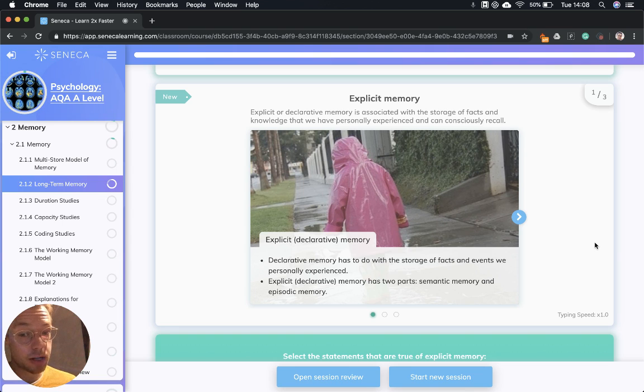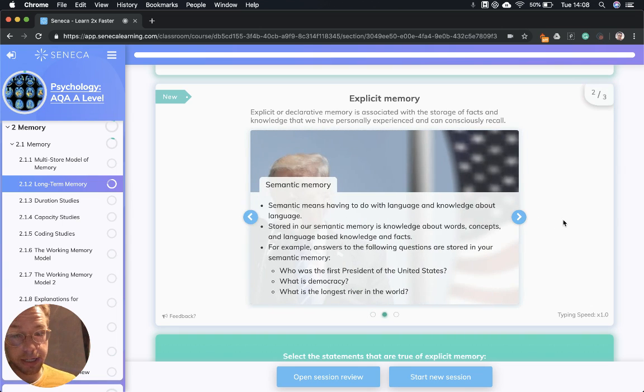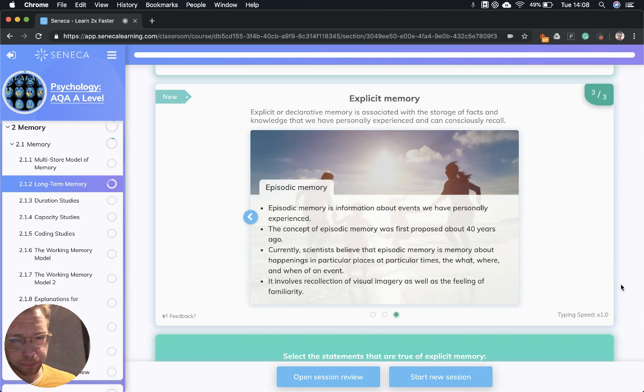Explicit memory has two parts, semantic and episodic. Semantic memory means having to do with language and knowledge about language. Stored in our semantic memory is knowledge about words, concepts, and language-based knowledge and facts. For example, answers to the following questions are stored in your semantic memory. Who is the first president of the United States? What is democracy? And what is the longest river in the world? All of those would be stored in your semantic memory.